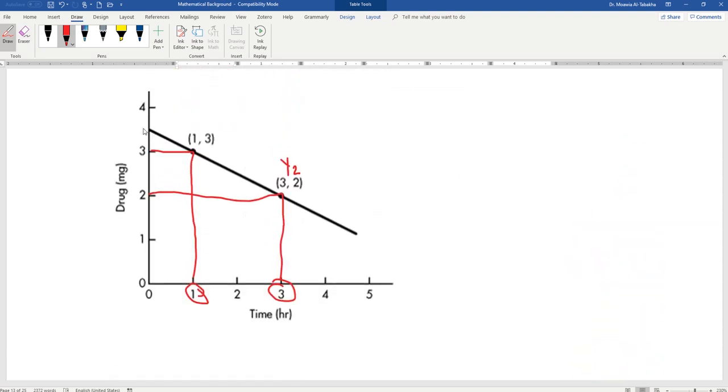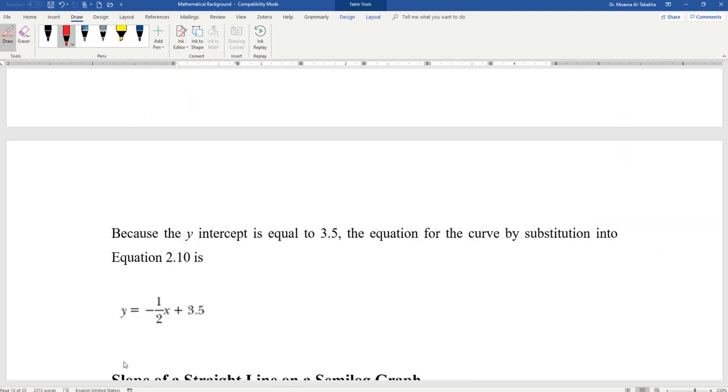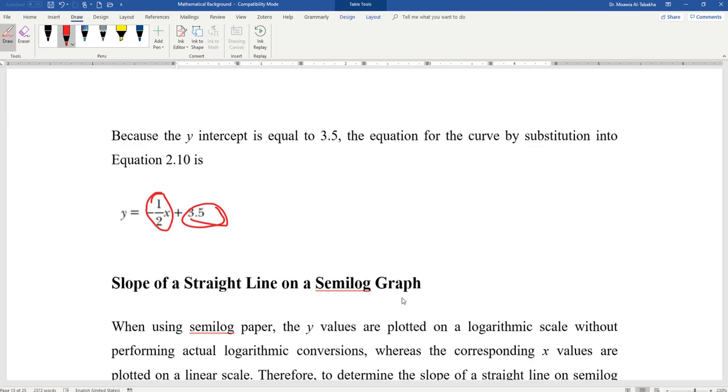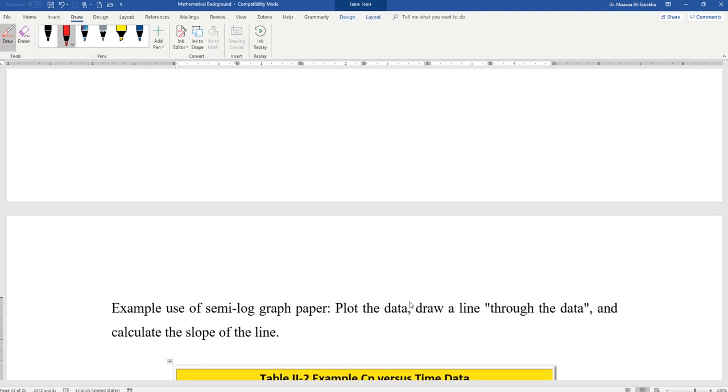Look here. What is the intercept? Intercept is where the line crosses the y-axis. In this case, it crosses the y-axis here, which is about 3.5 or 3.6. It's not very clear. So the intercept, as you see it here, is 3.5, while the slope is minus half. The slope is negative. Okay.